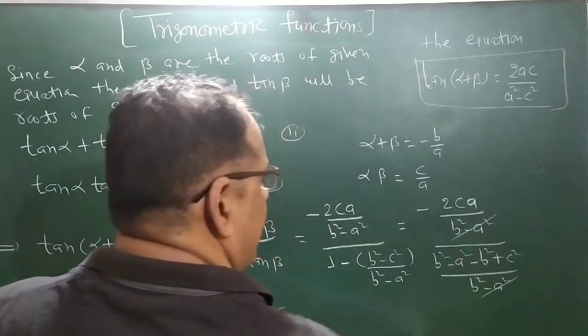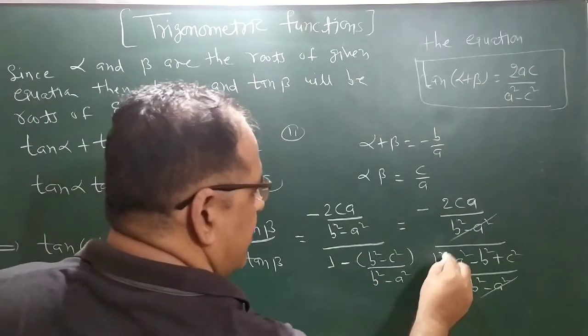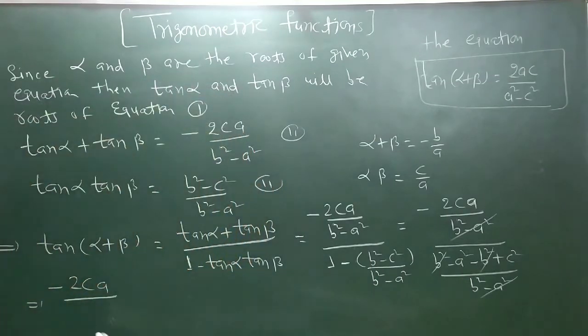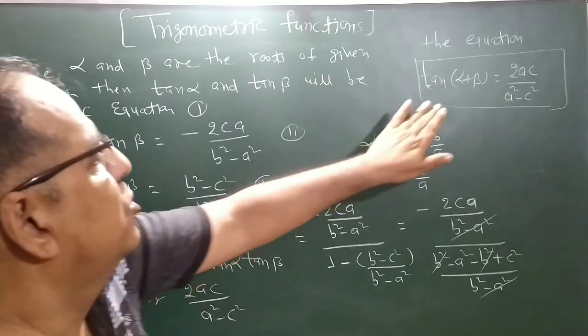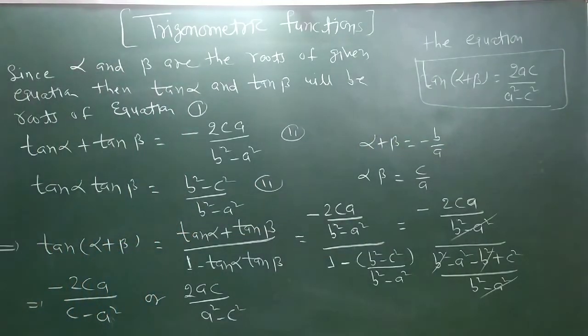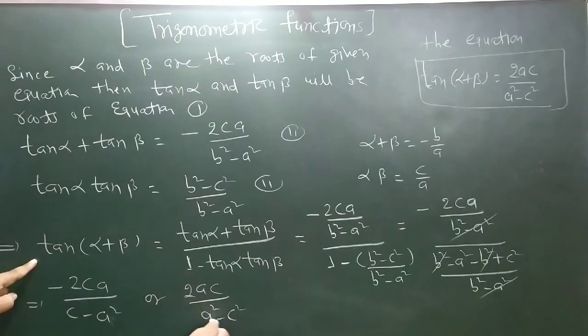So here both the denominators are cancelled out. In the numerator we have minus 2ca upon, here b square and b square are cancelled out, so we have c square minus a square, or this can be written as 2ac upon a square minus c square. So this is the proof of tan alpha plus beta equal to 2ac upon a square minus c square.